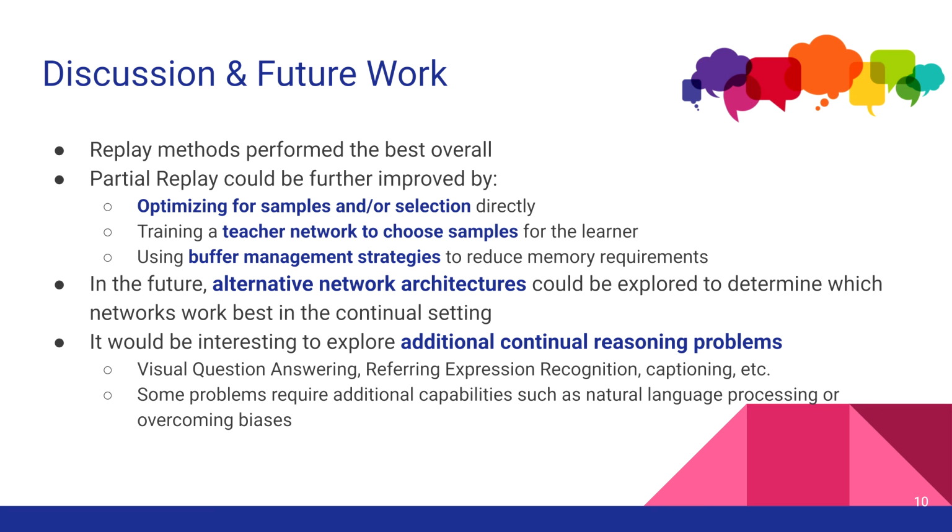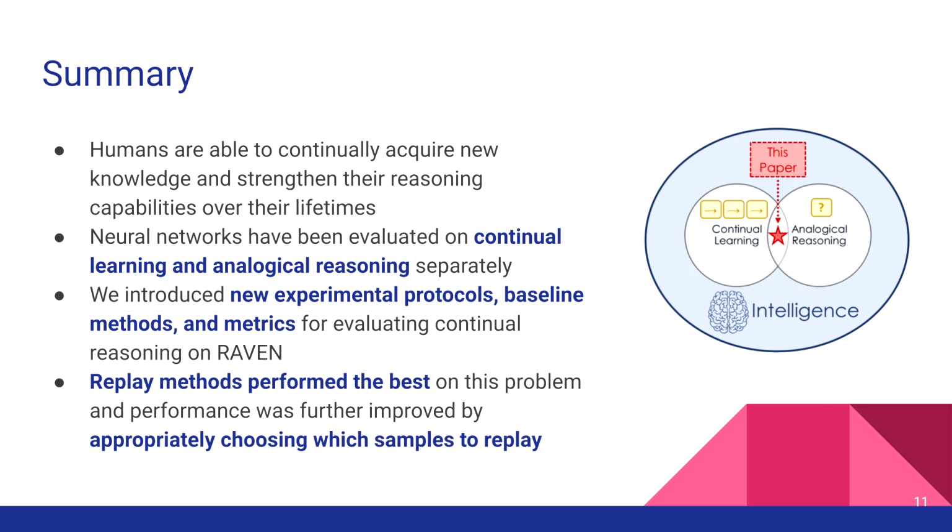In summary, humans are able to continually learn new knowledge and strengthen their reasoning capabilities throughout their lifetimes. Until now, neural networks have been evaluated on continual learning and analogical reasoning tasks in separate environments. We introduced new experimental protocols, baseline methods, and metrics to evaluate continual analogical reasoning on the Raven dataset. We found that replay methods work well for this task, and they achieve even better performance by choosing which samples to replay in an intelligent way.